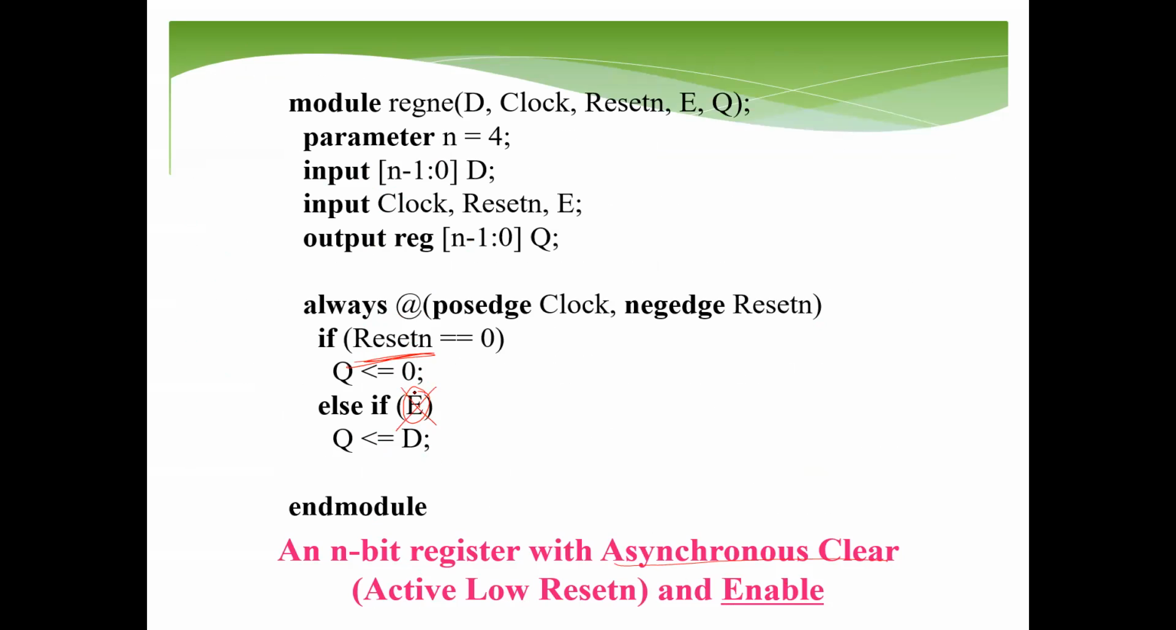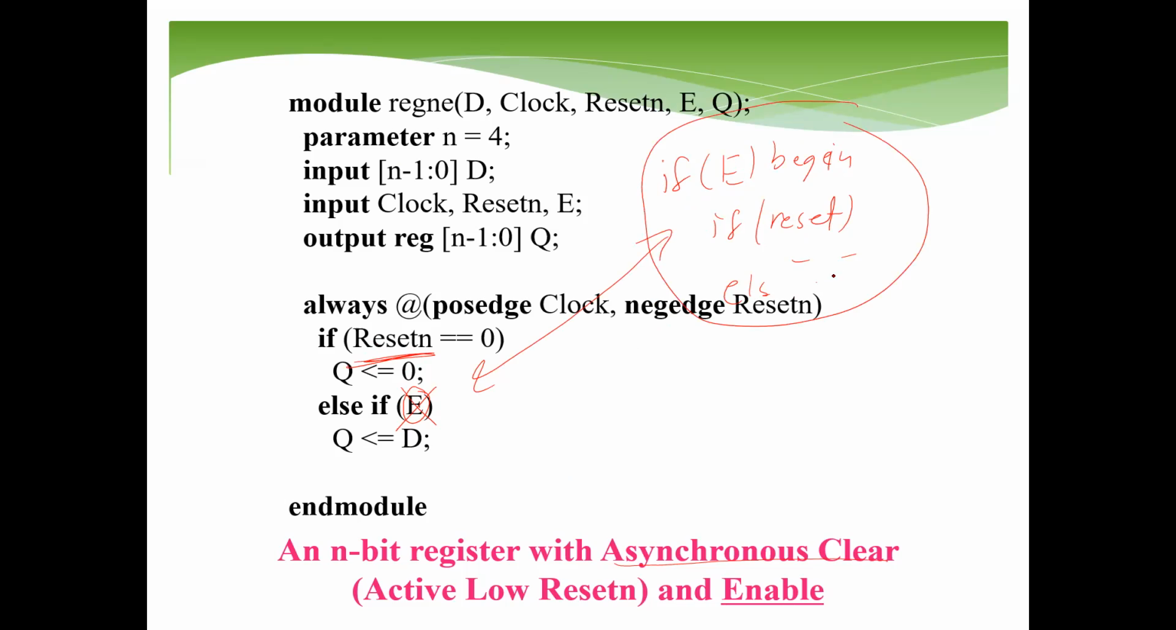So I won't care about the value of enable if I'm resetting. I might think that enable will also disable reset. So if I want enable to disable reset, I'll first go with if E and then begin. Now I'll check for reset. So I'll say if reset, do such and such, else do such and such. The difference between these two codes is that in this code, I'm taking enable to enable all operations on the register. But here enable is only enabling the load.